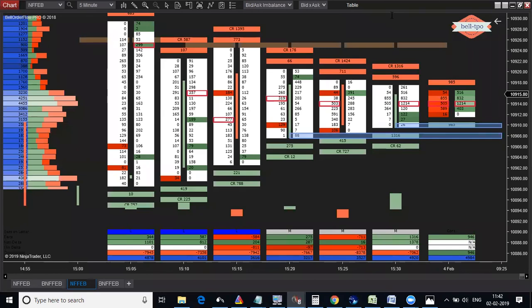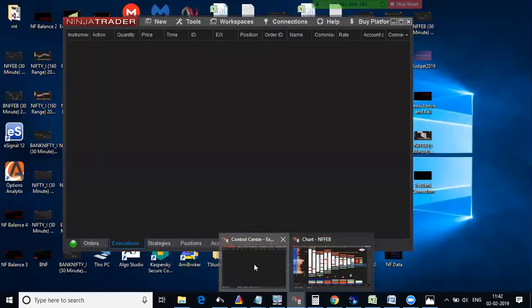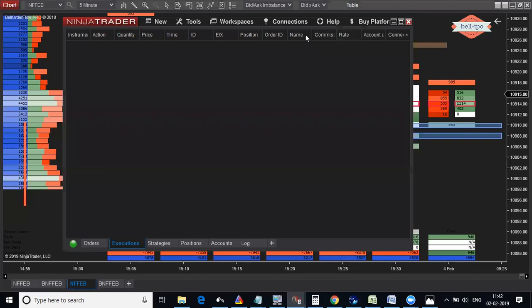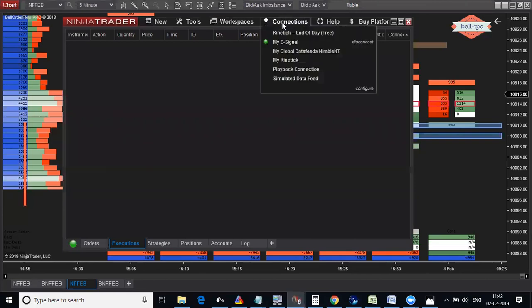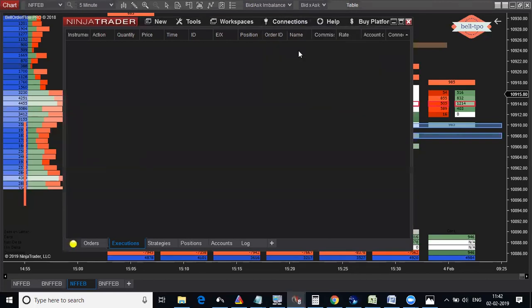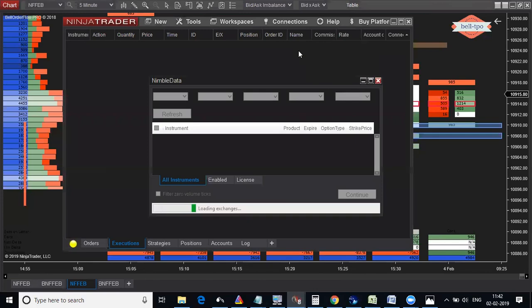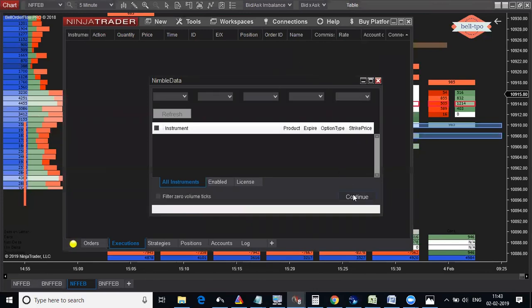Rajendran, yeah, hello, can you hear me? Yes. So the data we see, the order flow which you're showing right now, is this from a global data feed? This is from eSignal. Maybe I'll show you from global data feed also. So I'm going to connect to my global data feed. You can connect two different data feeds simultaneously as well.